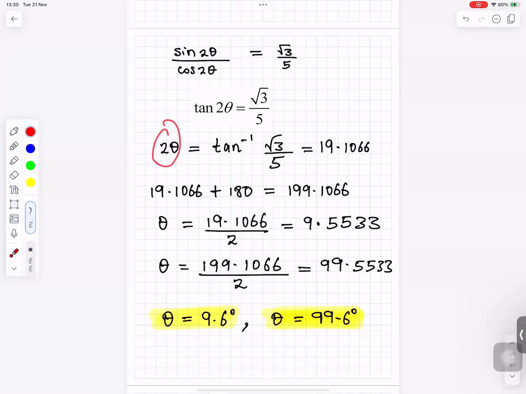So 2 theta is inverse tangent of root 3 over 5, which is 19.1066. Tangent repeats every 180 degrees. So you add 180, you get 199. And then you divide by 2, you get 9.55. And then you do theta is 199.106 divided by 2. It gives you 99.55. So those are the two answers, 9.6 and 99.6.